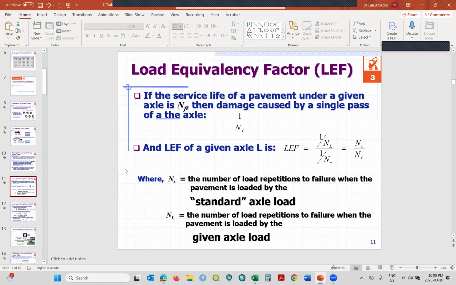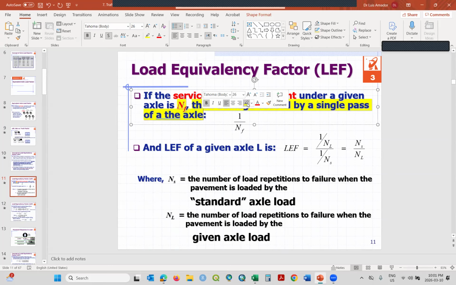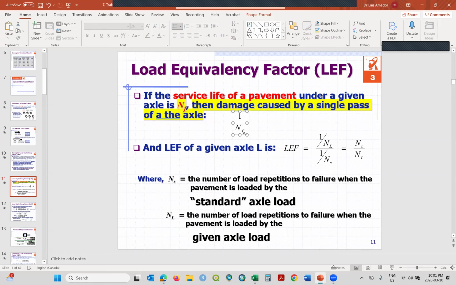Now, the way that they took this and estimated the damage is a relationship between the number of repetitions that you need to reach the end of the service life. So if the service life of the pavement is denoted by NF, then the damage of a single pass is 1 divided by NF.